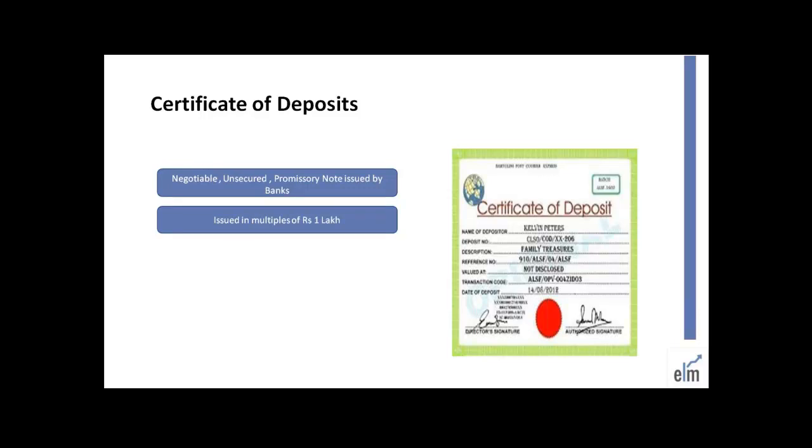Maturities for these CDs for banks should not be less than 7 days and more than 1 year. For financial institutions, the maturity can be from 1 year to 3 years. The rate of return which you earn on a CD is normally higher than that of T-bills because they carry a greater level of risk compared to a T-bill.